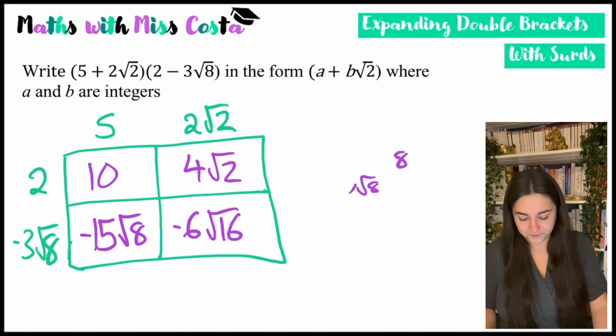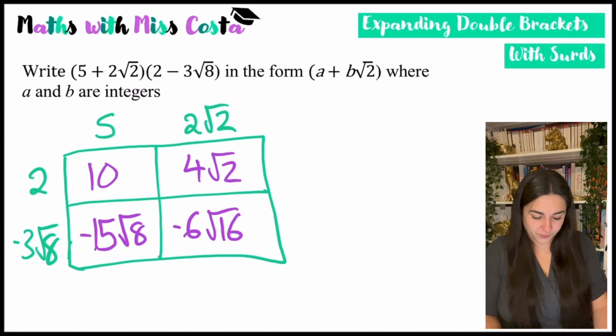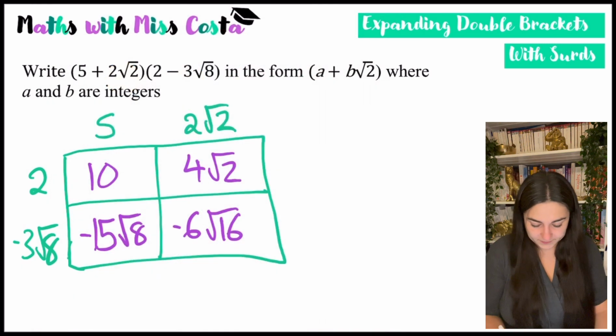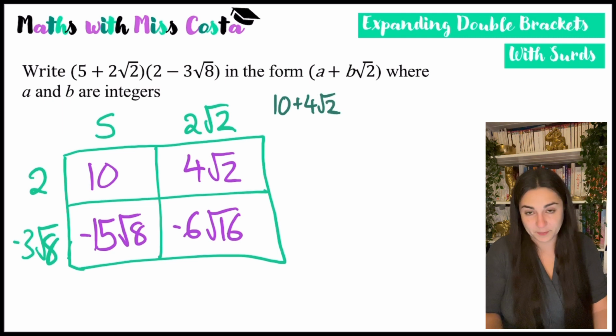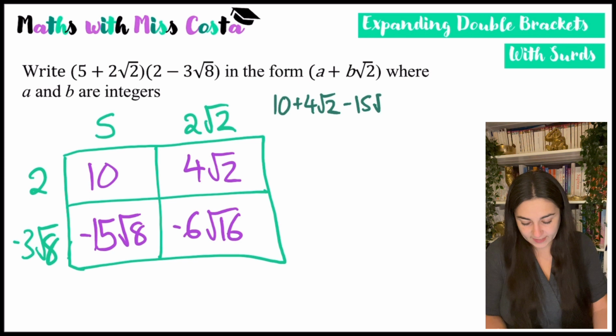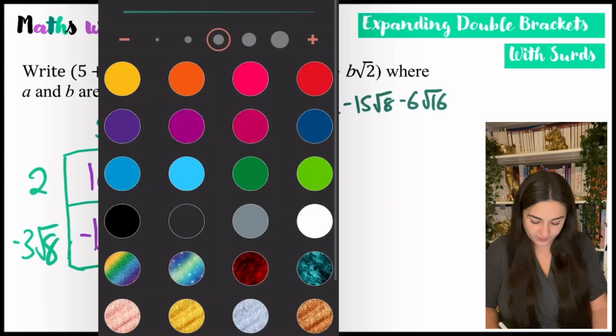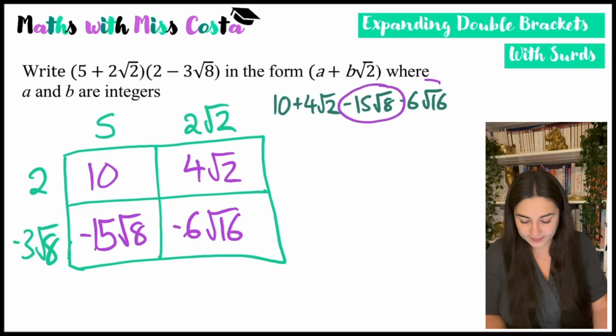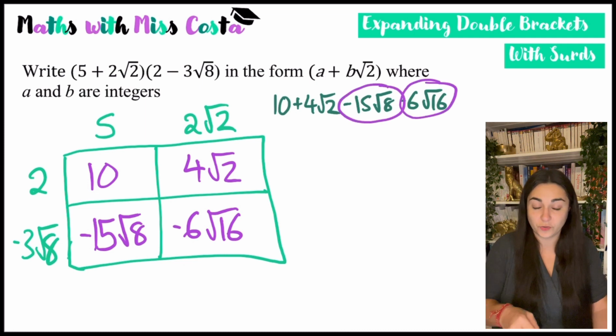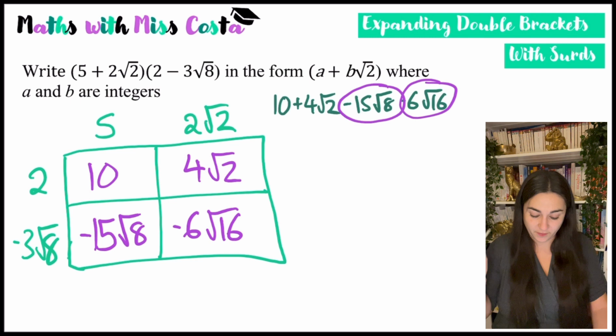Okay, so this is going to require a bit of work. So let's see what's happening. We've got 10 plus 4 root 2. So that's simplified as much as it can be. Take 15 root 8, take 6 root 16. So it's these two that we're going to want to simplify further. So if you haven't already and you're not sure what's going on here, watch the video on simplifying.